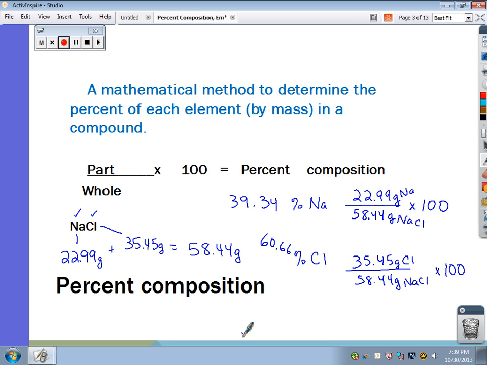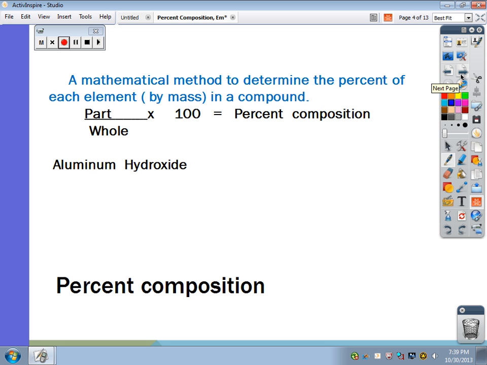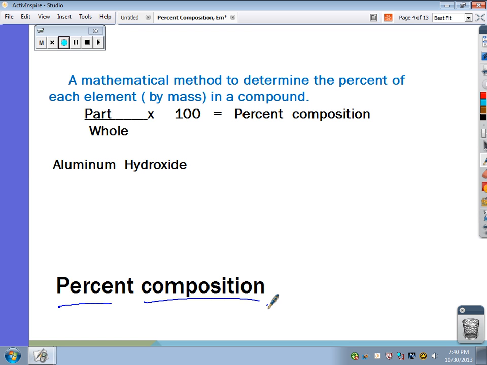Let's try a harder one. So here I have aluminum hydroxide. Again, we're doing percent composition. The problem would say something like, find the percent aluminum in aluminum hydroxide, or the percent oxygen. Aluminum is Al, with a positive 3 charge. My polyatomic ion, hydroxide, has a -1 charge. They're not going to play ball equally, are they? So throwing 3, catching 1, I'm going to have to write a 3 down here because I need 3 of these to play ball with 1 aluminum.